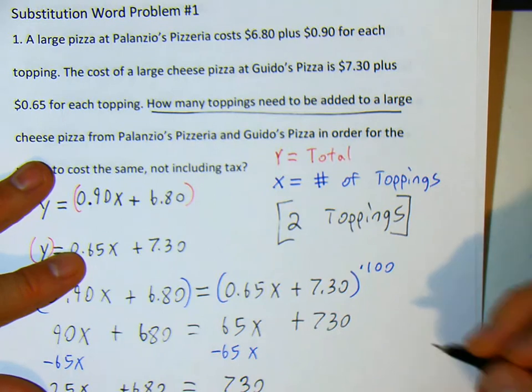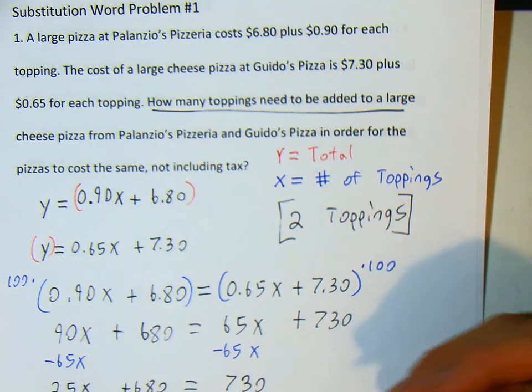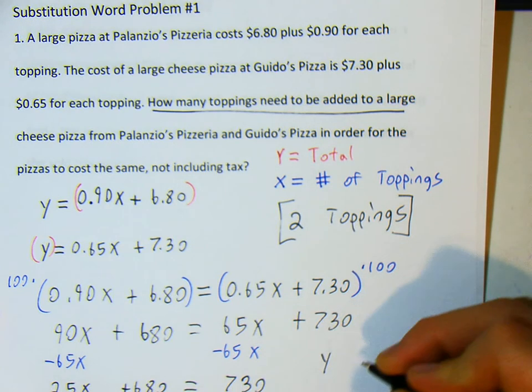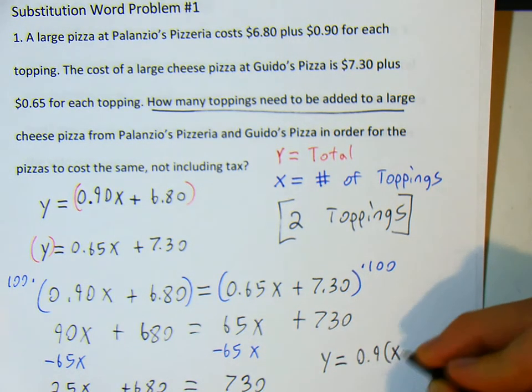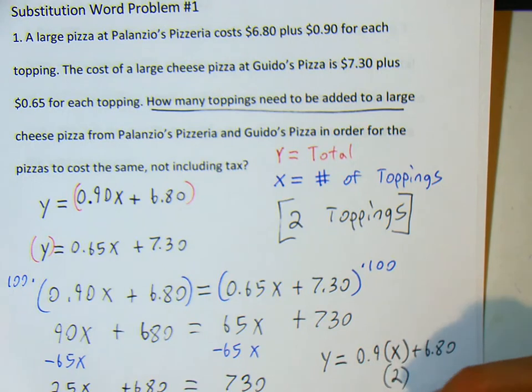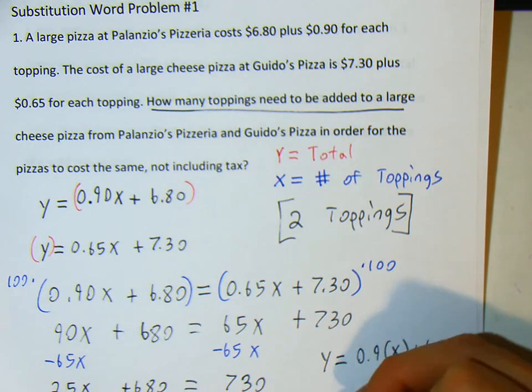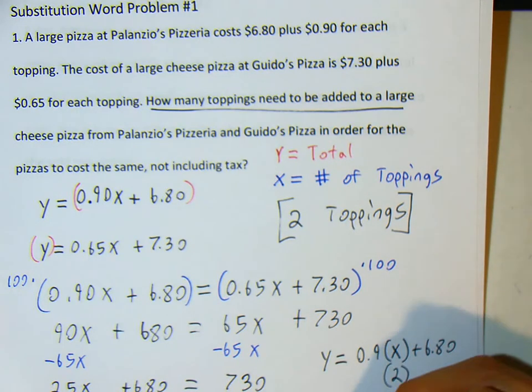Just in case it did ask what the cost would be, we can plug it back into one of the equations. y equals 0.9x plus 6.8. If I multiply by 2, I would get $1.80 plus 6.80 would equal the total cost. So the total cost would be $8.60.